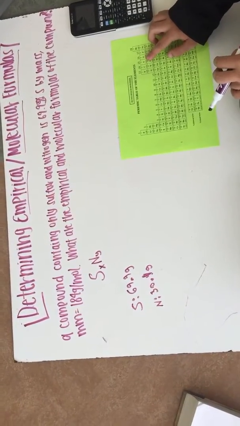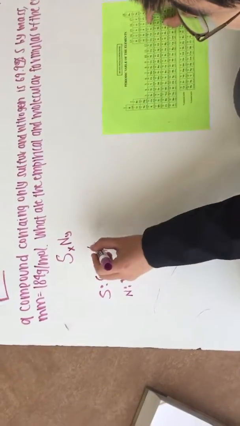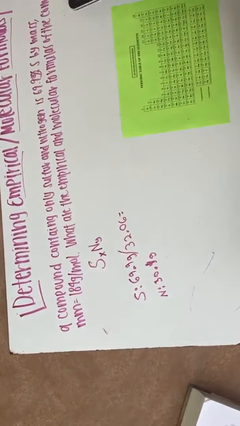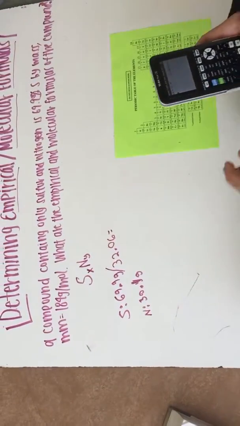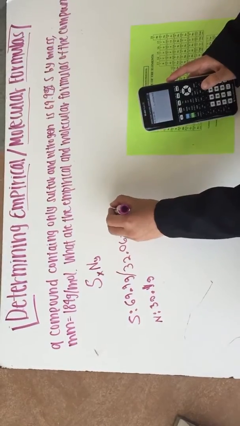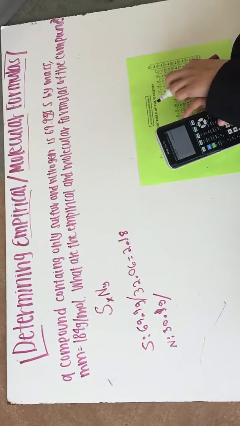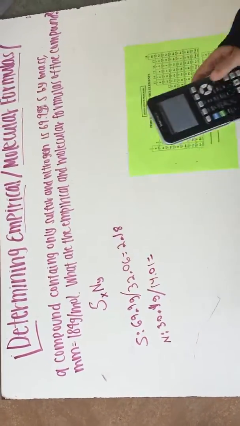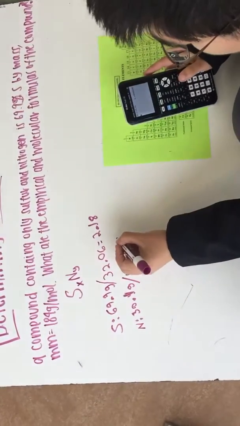Then what I like to do is find on my periodic table the molar masses of each. First I look for sulfur, which is 32.06. That means you're going to solve for the amount of moles of it. So 69.9 divided by 32.06 is 2.18. Then for nitrogen, 30.1, the molar mass is 14.01. Just divide: 30.1 divided by 14.01 is about 2.18 again.